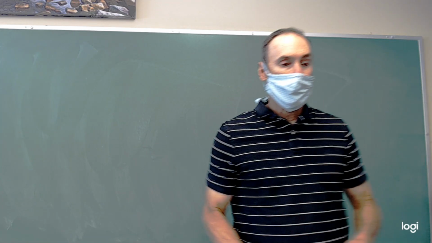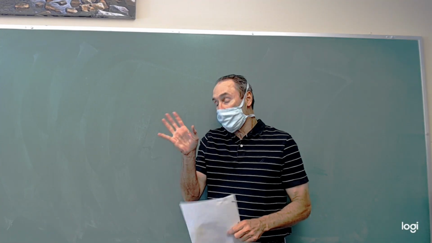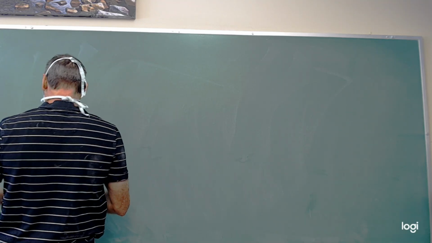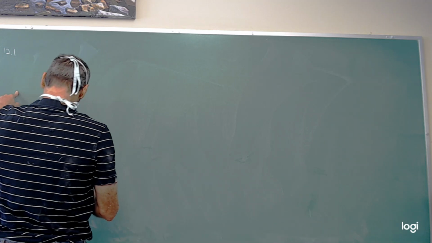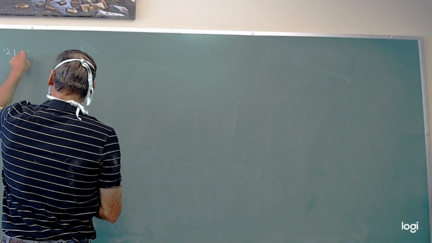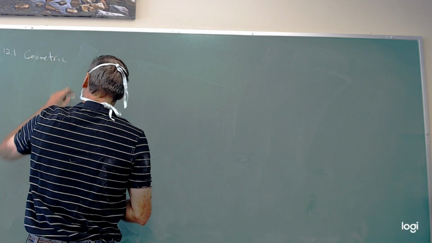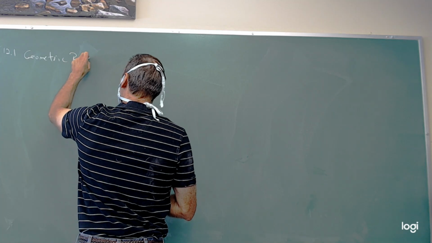Okay, so is anybody not taking physics in here? Okay, so I don't know how much you've done with vectors, but we're going to talk about that. So it's 12.1 in our book, and we're going to talk about the geometric representation of vectors, and then we're going to talk about the algebraic representation of vectors.